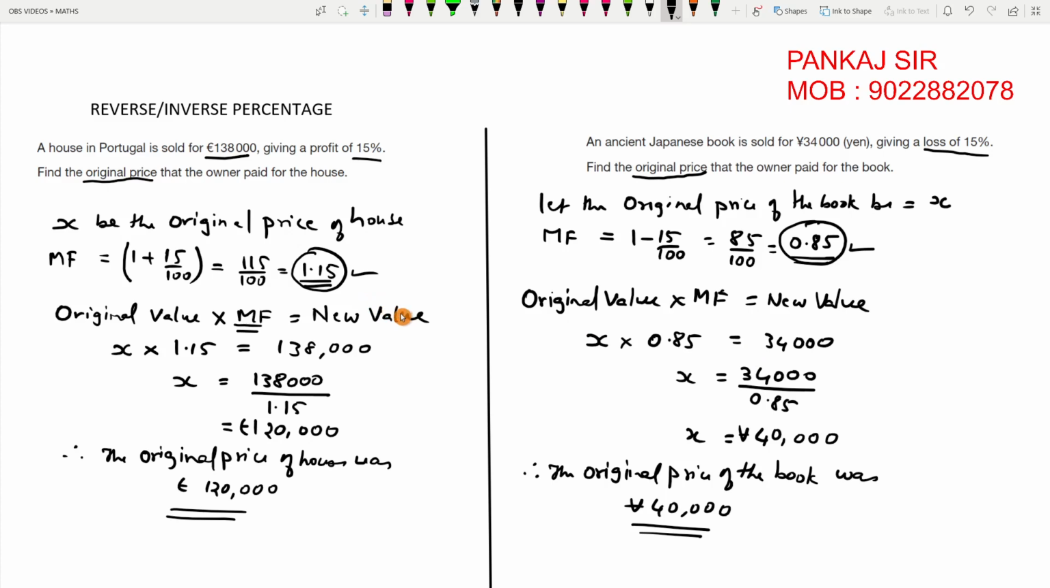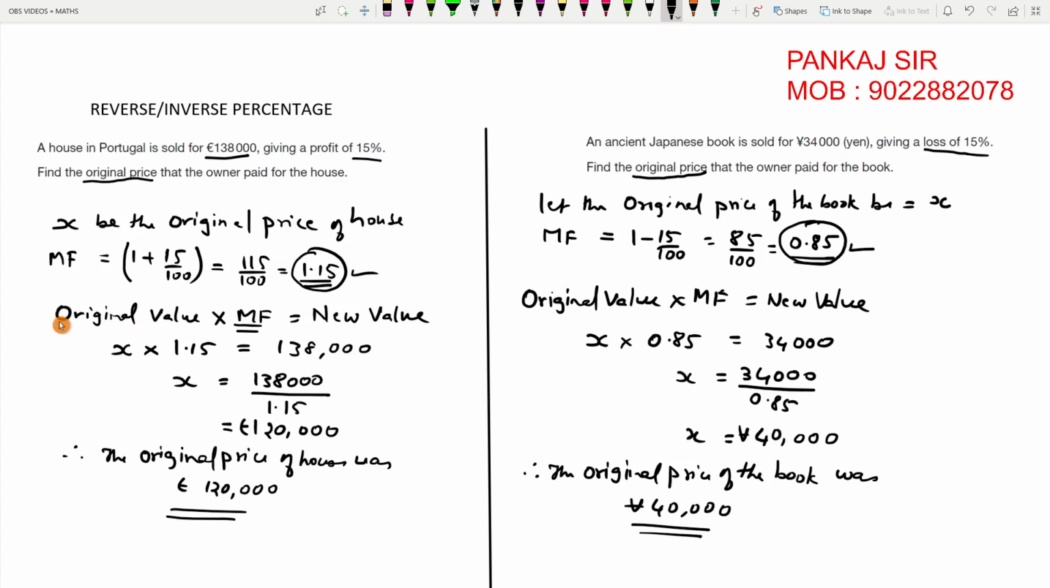And it's not only profit and loss, it can be increase and decrease also. If there is an increase in price or increase in value, something like that, then again your multiplication factor will be greater than 1. And if there is a decrease in price or decrease in value, again your multiplication factor will be less than 1. That is one thing you have to take care of.